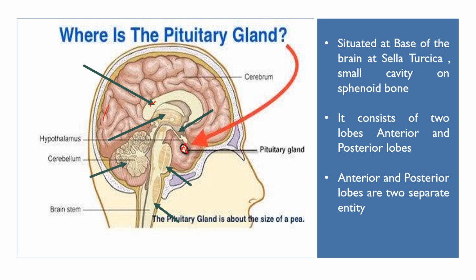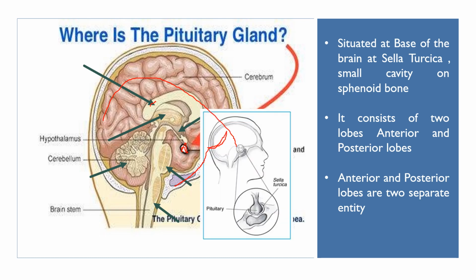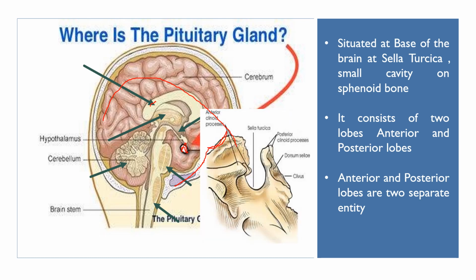So this gives a whole picture of the brain, and this is the base of the brain where the pituitary gland is located at the sella turcica of the sphenoid bone. So this bone is a sphenoid bone. There is a depression on this bone that is known as the sella turcica. This is a depression where actually the pituitary gland is located. So it is situated at the base of the brain at sella turcica, small cavity on the sphenoid bone.